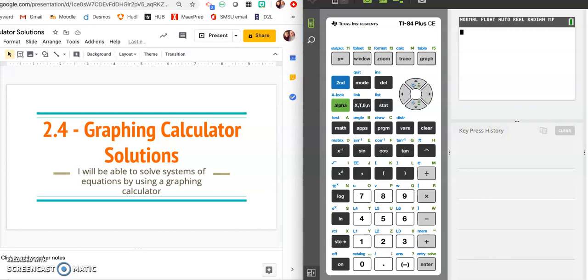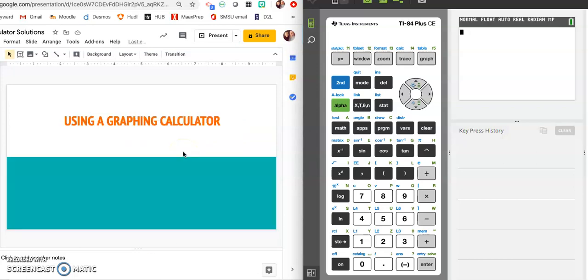There are also graphing calculators that you can download on your phone, and different things like that. Those resources are found in Schoology. Now, to start, we are going to do graphing systems. We're going to talk with the calculator.